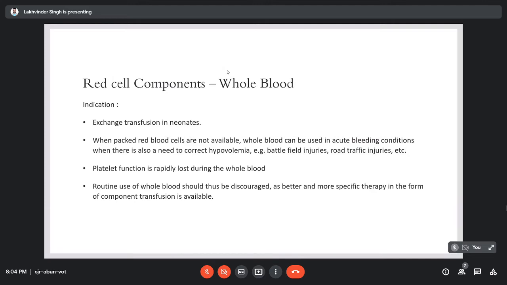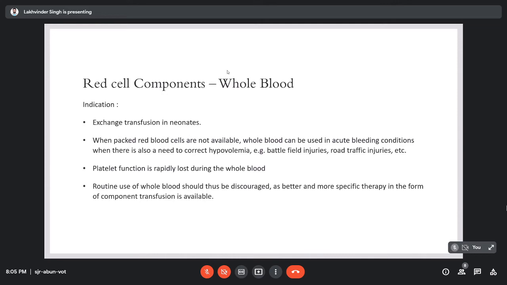Initially in the 1950s, only whole blood was being used. In the 1960s, the packed cell components came. The component preparation started. Now again, the interest is moving toward whole blood, maybe because it has a better role in correcting hypovolemia in trauma and other massive bleeds. So I'll discuss that in the massive bleed part.